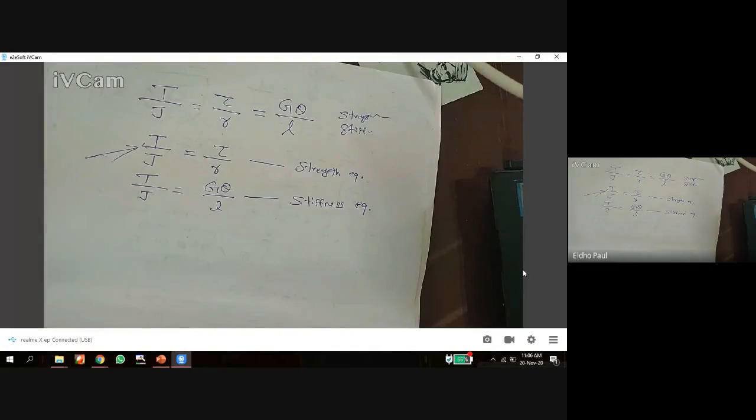Any doubt regarding the polar moment of inertia or about this equation? Yes.